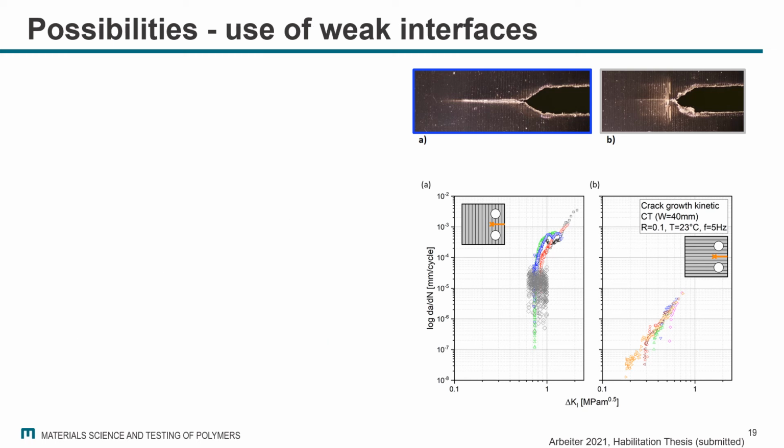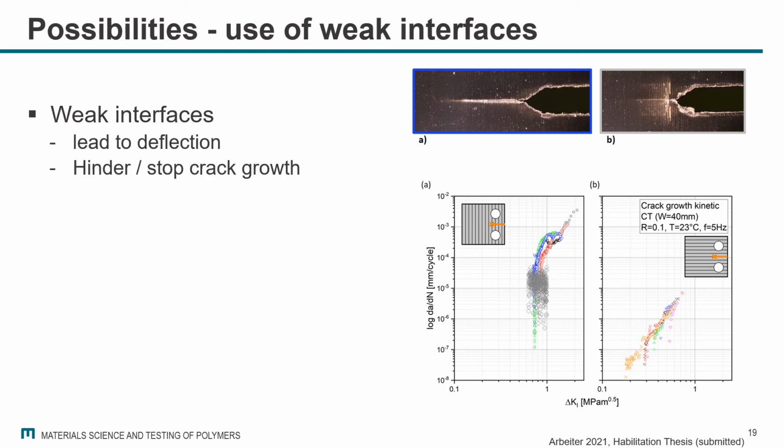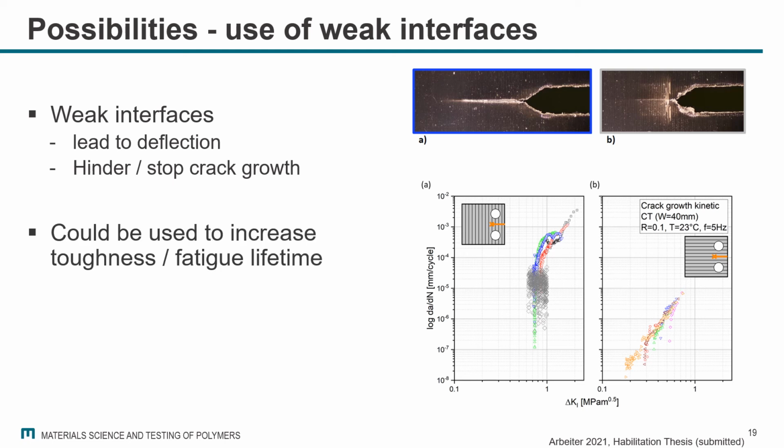However, the use of these weak interfaces can also be seen as a possibility. Because if we have weak interfaces, of course, this leads to deflection, as discussed previously. And this actually hinders, or can in some cases even stop, a crack from growing any further. And this could, for example, also be used to increase the toughness or the fatigue lifetime of a specimen much more than actually printing the specimen even better.